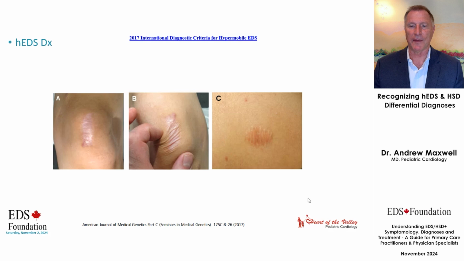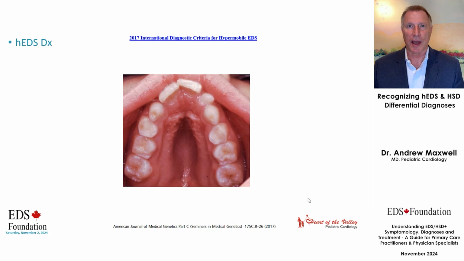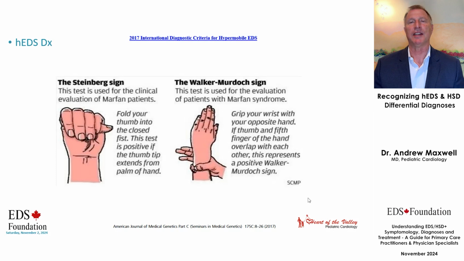There is abnormal scarring, usually a paper-thin type of scarring. There are crowded teeth and a high-arched palate. And finally, signs that your fingers are either excessively long or increased flexible, through what's called the wrist and thumb sign, or the Steinberg and Walker-Murdoch signs.